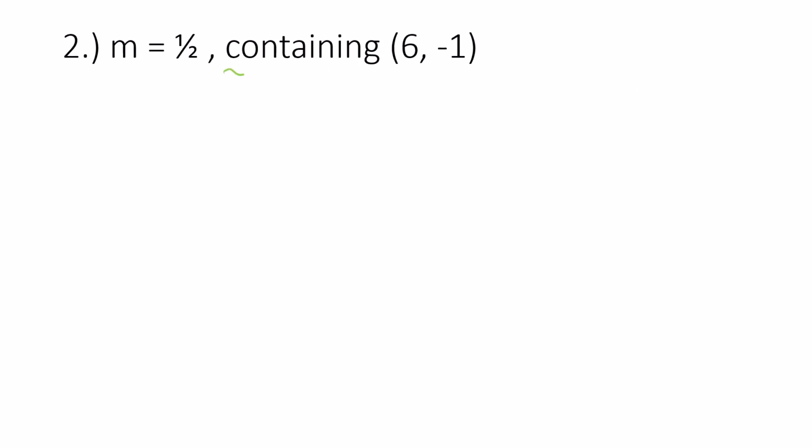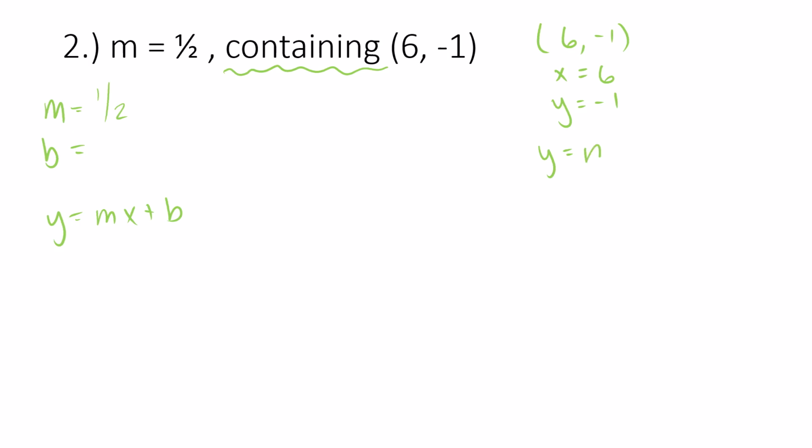This one, I swapped up the verbiage a little bit. So this just says containing (6, -1). But the strategy is going to be the same. So we have our value for m. We need to get a value for b so that we can plug it into y equals mx plus b and have the equation for the line. So coming over here, we've got the point (6, -1). Our x value is 6, our y value is -1, and we are going to borrow those values.